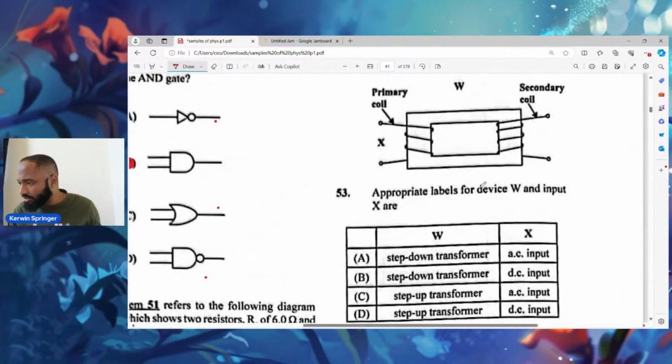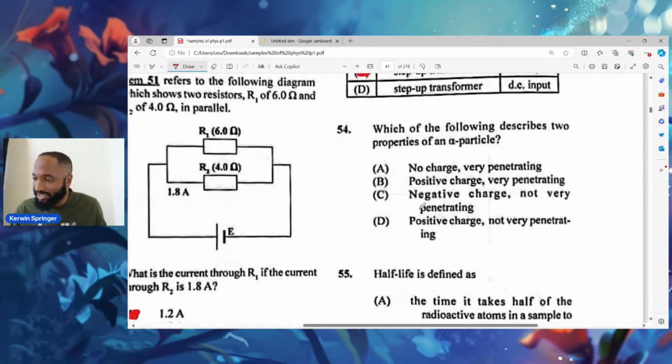All right. What appropriate labels? So the device W and input X. So this is a step up. 1, 2, 3. 1, 2, 3, 4. So definitely step up. And input must always be AC and step up. So C. Not too good with that question. That relay question, I know that relay question beats some people.